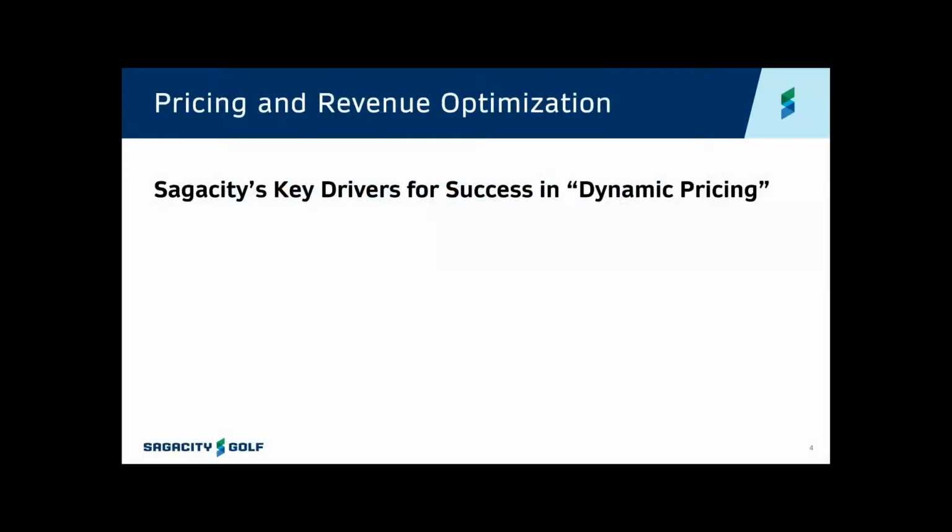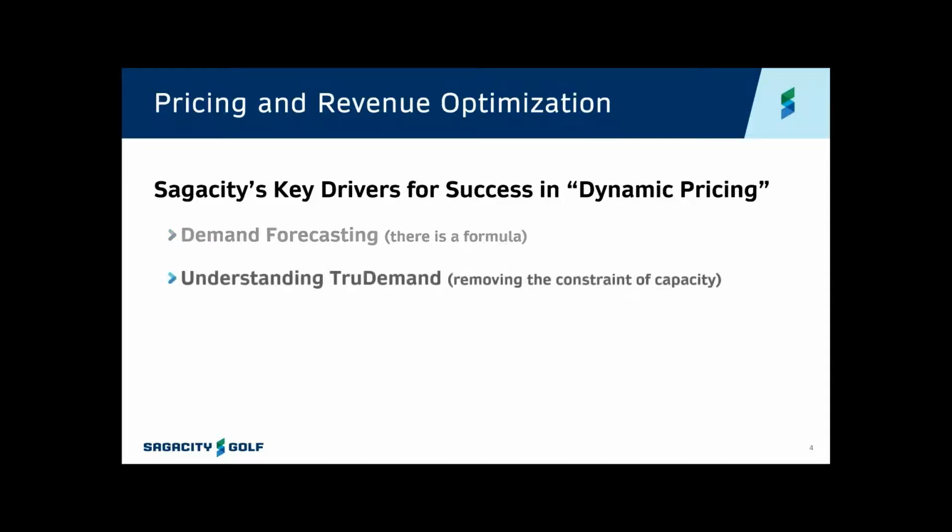We have 3 key drivers for success in dynamic pricing. Demand forecasting is the first one. Again, there's a formula for this. There is a very simple formula that needs to be employed to price your green fees dynamically based on our revenue and pricing optimization schemes. The other key driver is understanding what is true demand, and true demand can be talked about by removing the constraint of capacity, and we'll talk about that in a minute.